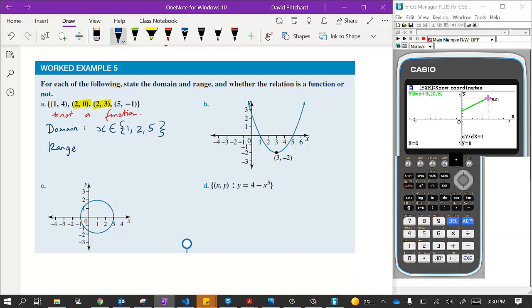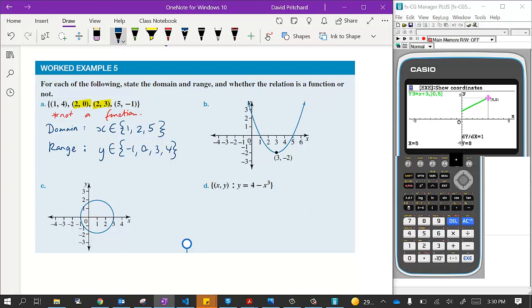And with our range, we'll look at the y values. So y is an element. And our y values are, the smallest one is -1. And then we've got 0 and 3 and 4. So nice and easy, there's our domain, there's our range, not a function.